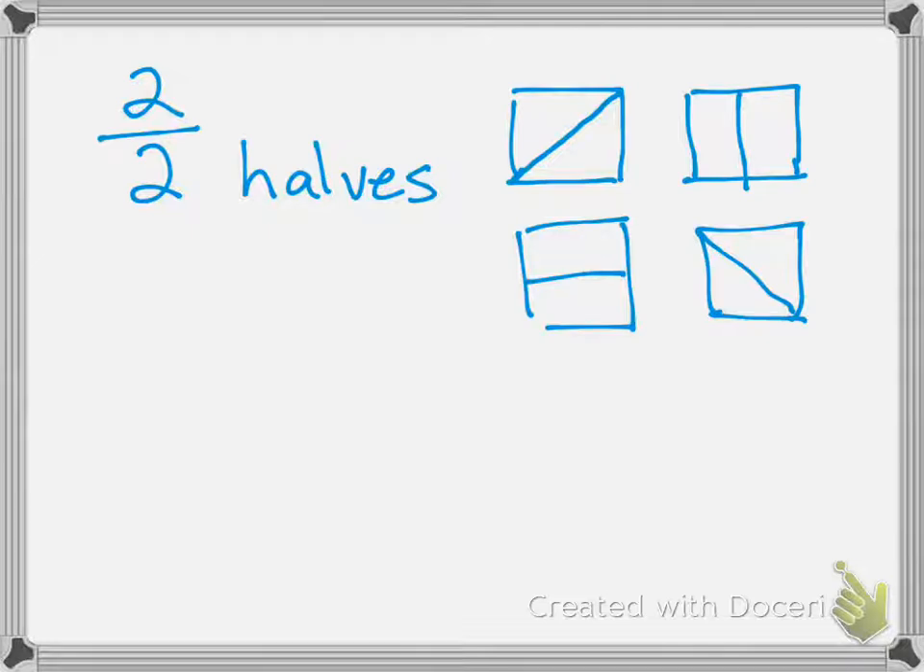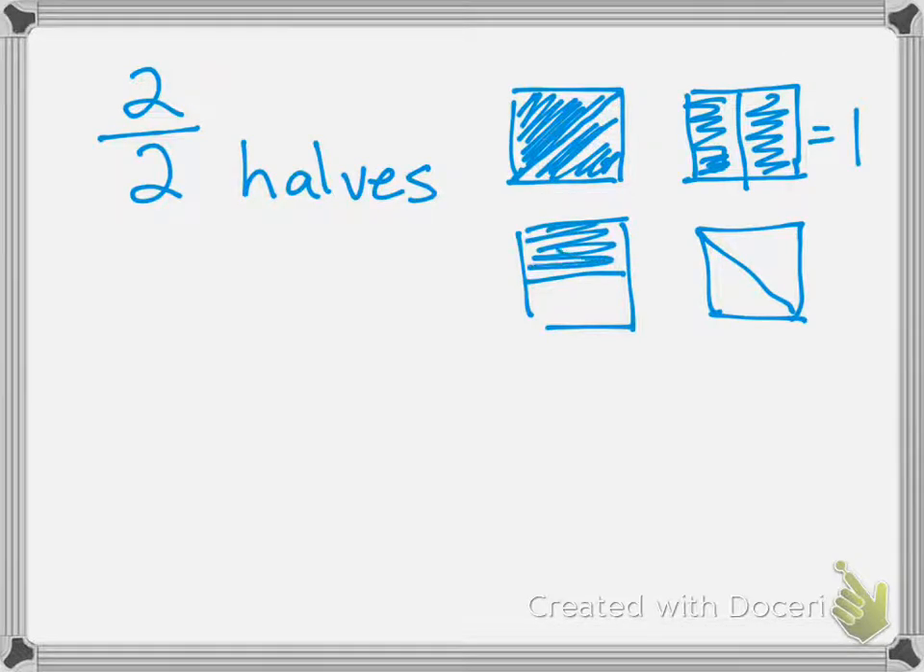Okay, so if I color in both of those, I have 2 halves. I have one whole square. Same with this one. 2 halves equals 1. 2 halves equals 1. And 2 halves equals 1.